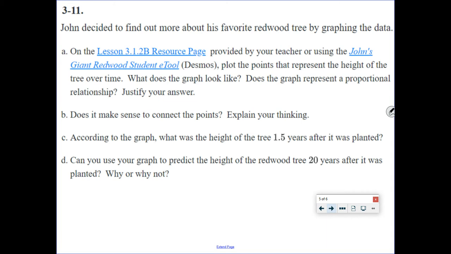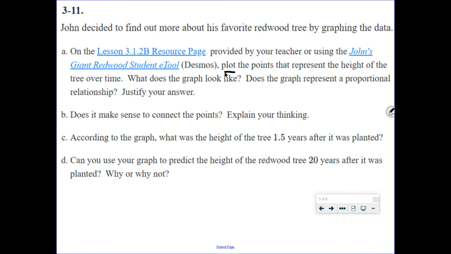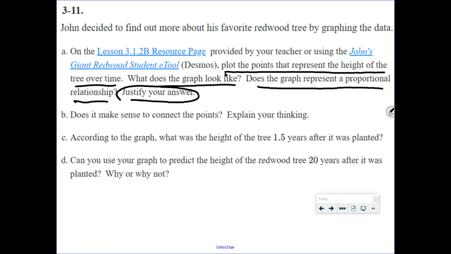All right, problem 311. John decided to find out more about his favorite redwood tree by graphing the data. On your resource page, that's the one in the packet, or the one provided here, it looks like this, okay? What you are going to do now is plot the points that represent the height of the tree over time, and then you're going to answer these questions. What does the graph look like? Does the graph represent a proportional relationship? Justify your answers, okay? And then you are going to answer questions B, C, and D. That is your work for this lesson. That is what I expect you to have done by the time you come to class on Tuesday, all right?